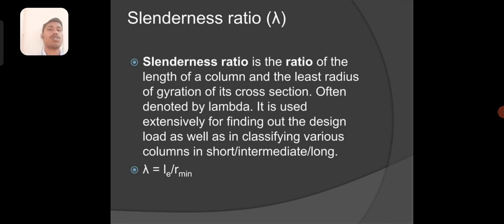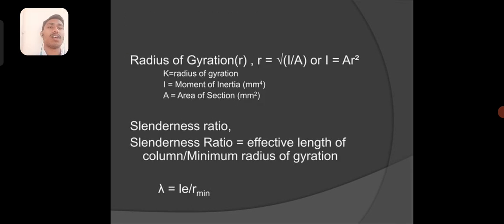Slenderness ratio is denoted by lambda. Slenderness ratio is the ratio of the length of the column to the least radius of gyration of its cross section. It is used extensively for finding out the design and loads as well as classifying the various columns: short, intermediate and long. Lambda equals LE by R minimum is known as the slenderness ratio, where radius of gyration R equals under root I by A.